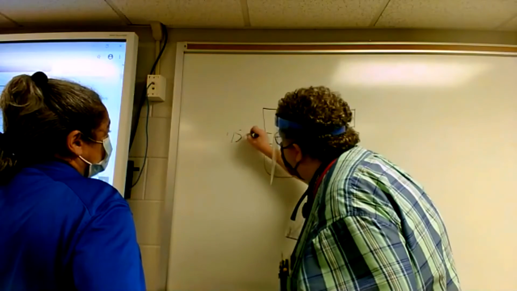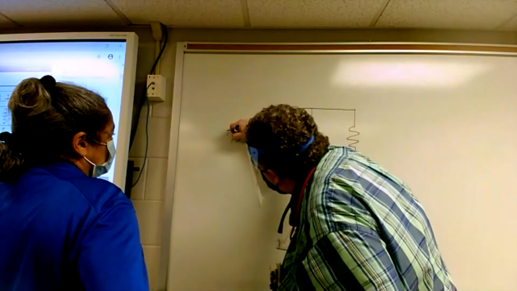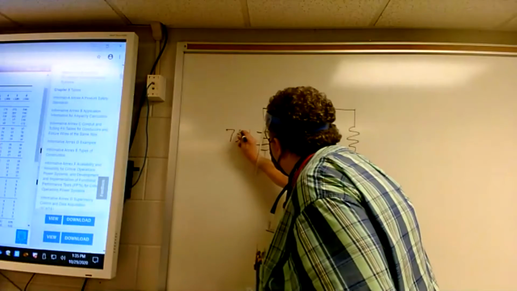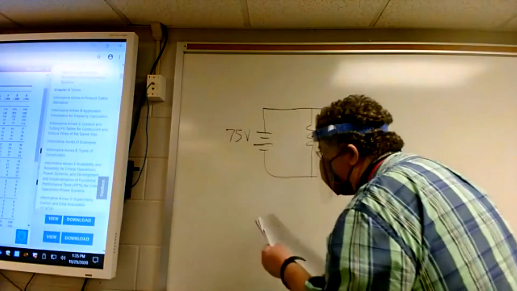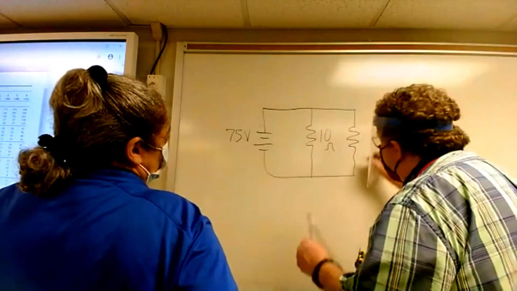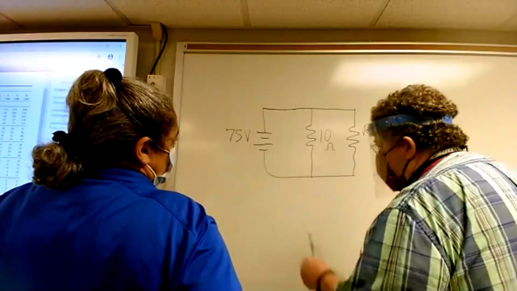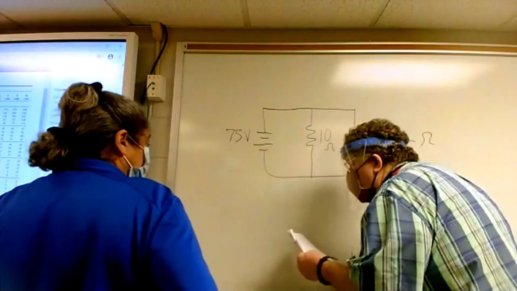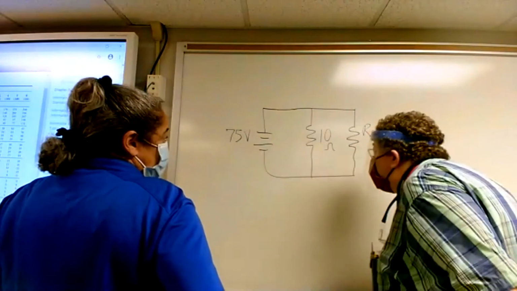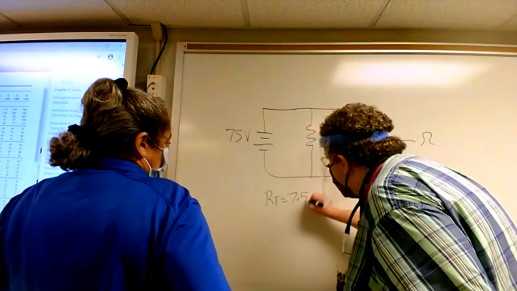So you have 75 volts, and we have 10 ohms. And R2, we don't know what it is. It's so many ohms. And it says that the total resistance is 7.5. So our total is 7.5 ohms.